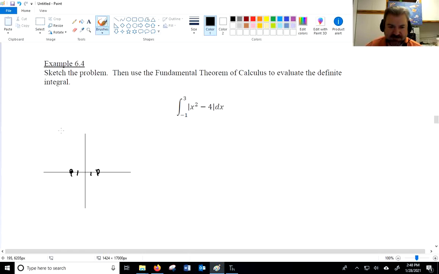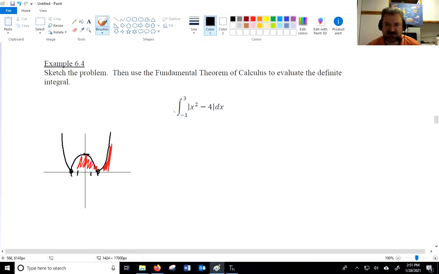And so what happens is instead of going underneath the x-axis, it's just going to be reflected upwards to 4 right there. And from negative 1 to 3 is going to give us an area of something like that. I'm not going to try and use a geometric formula because I don't have one. So I just need to use my Fundamental Theorem of Calculus.